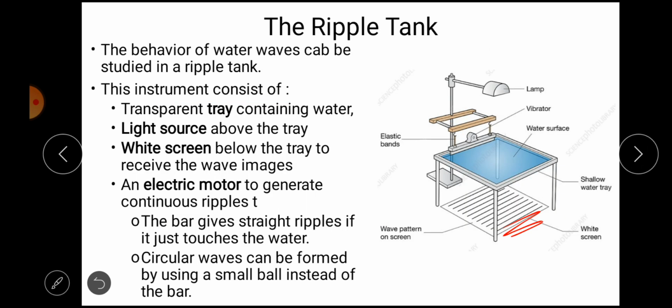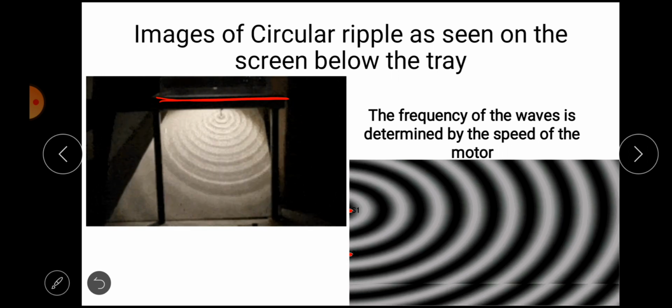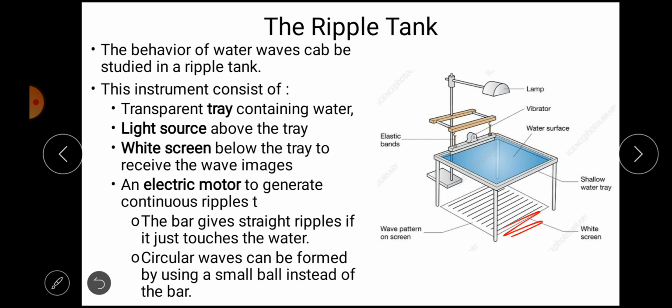So here I just wanted to show how the ripple tank is used. I didn't show circular waves and straight waves, because I think straight waves are clear, since they are just formed by this bar. All right.